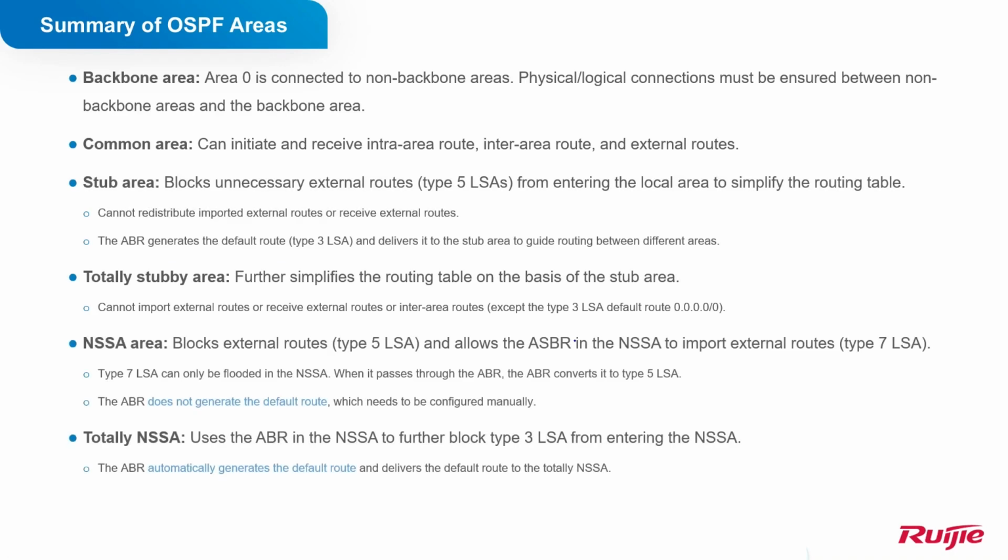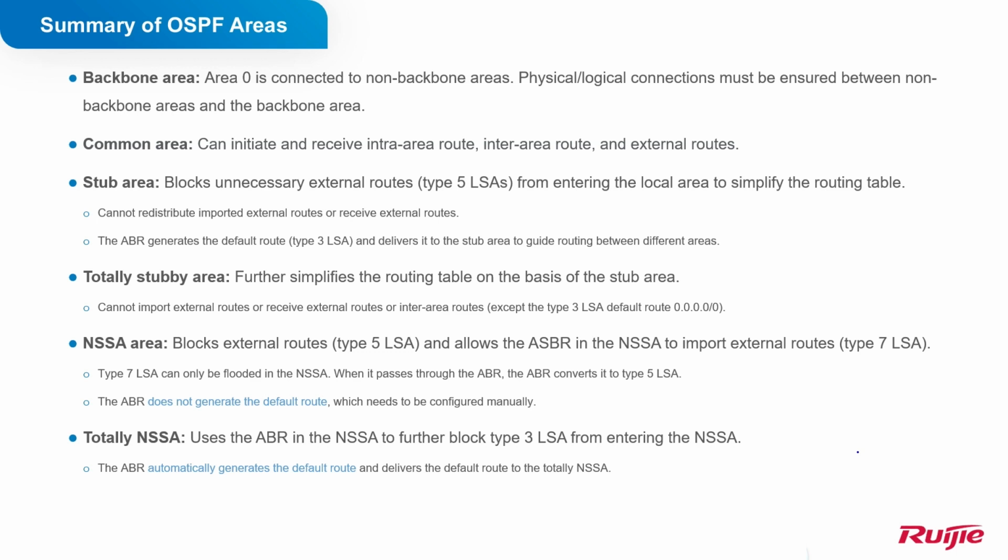So now let's do a summary of the OSPF areas. For OSPF, we have different areas, such as the backbone area, common area, stub area, totally stub area, NSSA area, and totally NSSA area, right? And for the backbone area, we use area ID 0 to identify that this area is the backbone area. And for non-backbone areas, we use other numbers, such as 1, 2, 3, 4, to identify that this area is a common area, right?